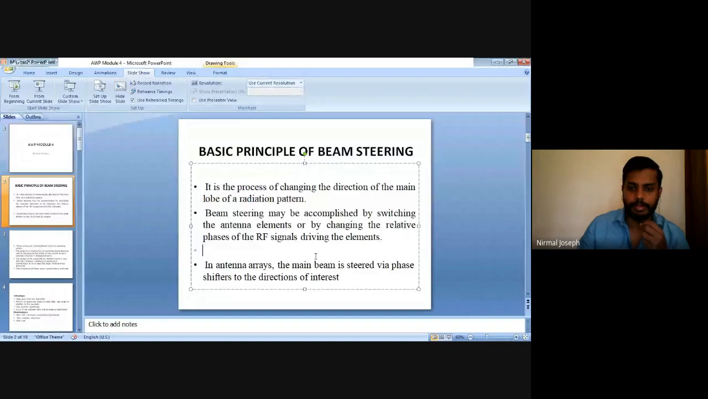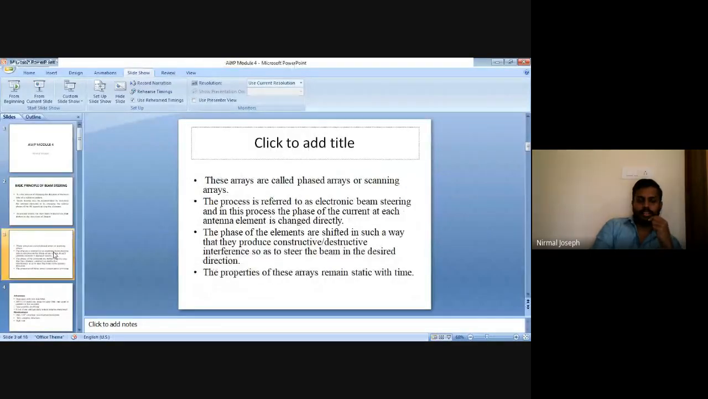Okay. The main beam is steered by phase shifters to the direction of interest. So the main beam we can steer, or we can change the direction of the main beam, by using phase shifters. That means we are supplying currents, or driving currents, of different phases to each element. We will see how that is happening. These arrays are called phased arrays or scanning arrays, since each and every element is fed with an RF signal which has a phase shift.